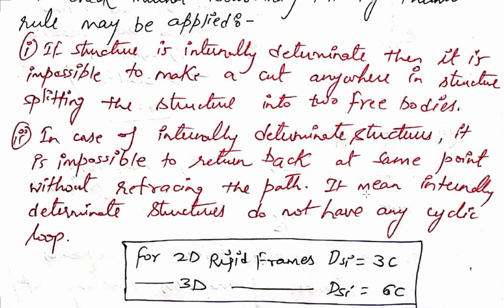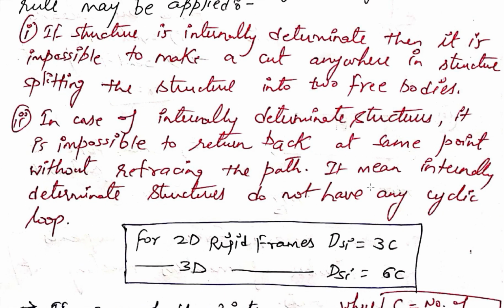We know in case of 2D and 3D rigid frames, in a two-dimensional rigid frame, each member has three internal forces, that is Rx, Ry, and Mz. And in a 3D rigid frame, each member has six internal forces, that is Rx, Ry, Rz, and Mx, My, Mz. So it means each closed loop in 2D has three internal indeterminacy, and each closed loop in 3D has six internal indeterminacy.